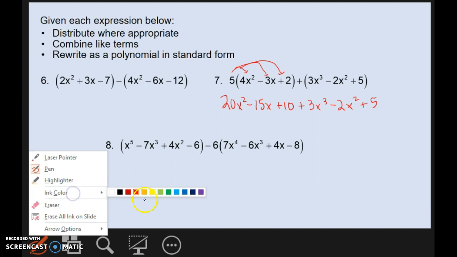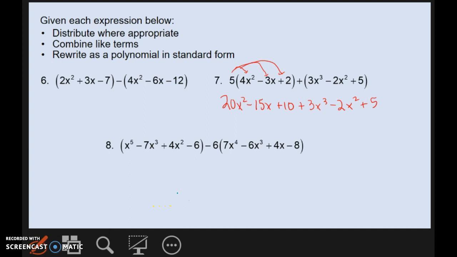So that's what I'm going to do first, identify what my highest degree exponent is. 3 is my highest exponent, so that's the degree of the polynomial. And so that is my first term, 3x to the third. There's no other x to the thirds that go with that, so I've taken care of that term. But I do see some like terms here: 20x squared and negative 2x squared. So 20 and negative 2 would give me 18x squared. So those are taken care of.